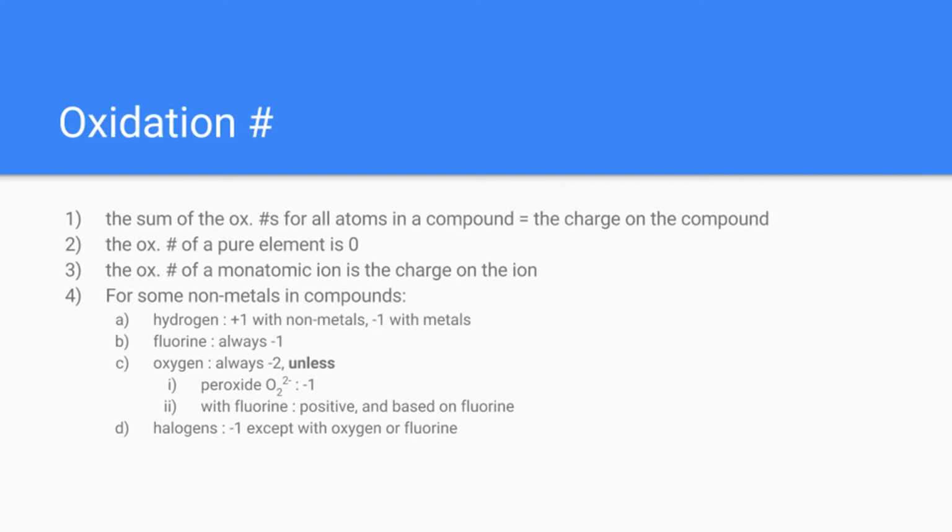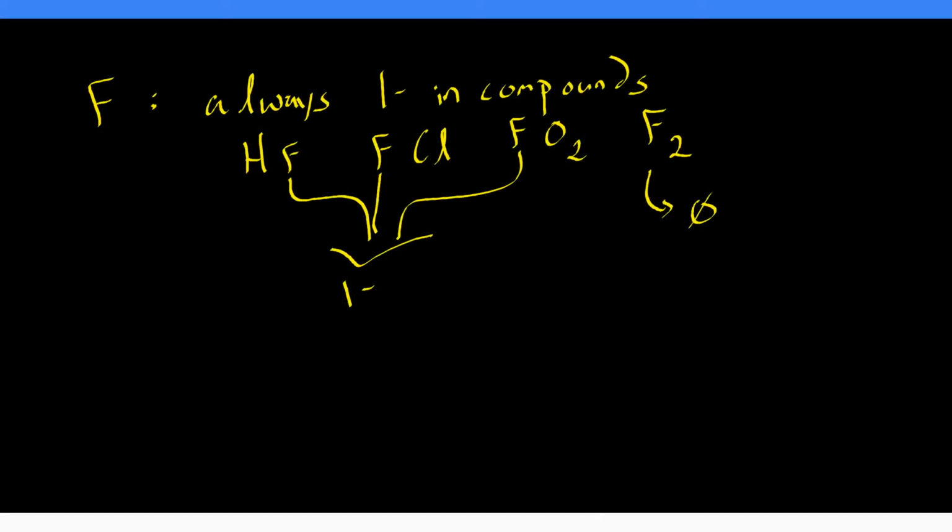That's your verbal clue. If it's bound to a metal, it's -1. That's your other one. And now we have fluorine. Fluorine is simple. Fluorine is the most electronegative element, so it always gets its way. It's the big tough guy, it's a jerk. It's always going to be -1 when it's in a compound. So hydrogen fluoride, chlorine fluoride, or oxygen difluoride, it would always be -1 in those cases.